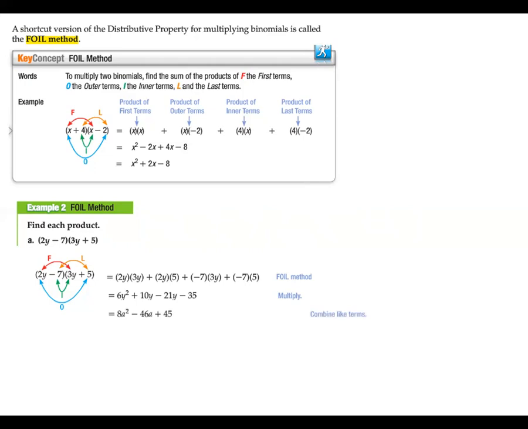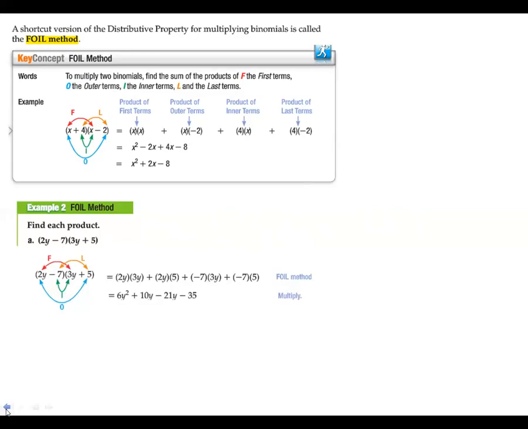Oh, that's way wrong. To get 6y squared minus 11y minus 35.